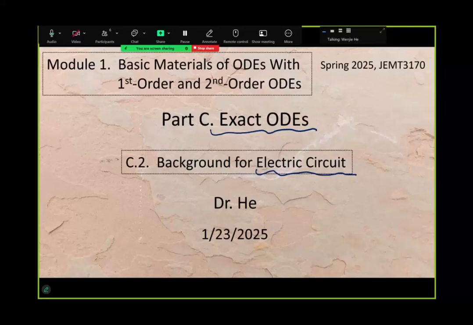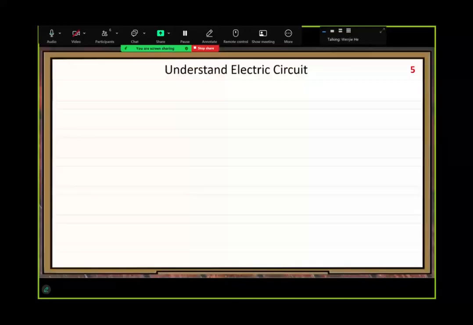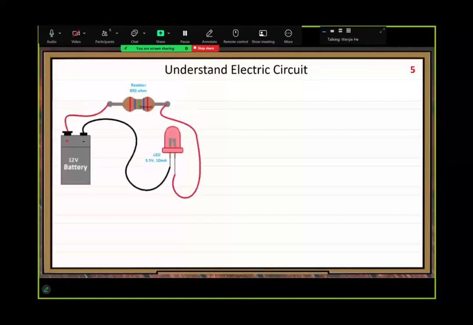Just like, remember last time we learned extended separable ODEs, right? It's not separable, but we made some smart transformation to make it separable. Here, the same idea. All right, so let's start. First, I want to review some basic knowledge of electric circuit. All right. Understand electric circuit.